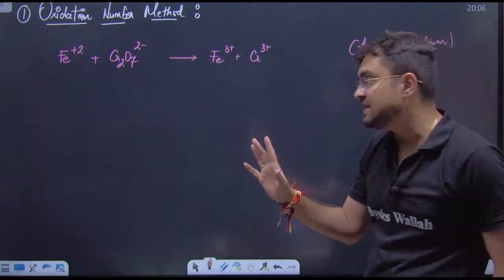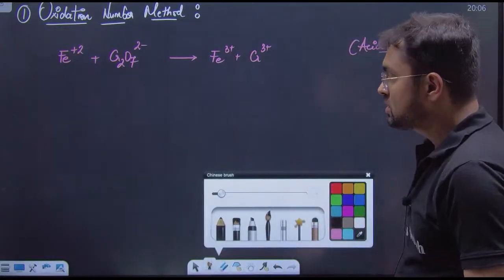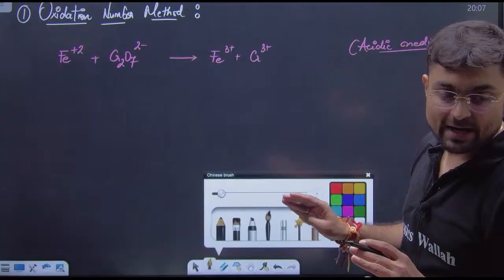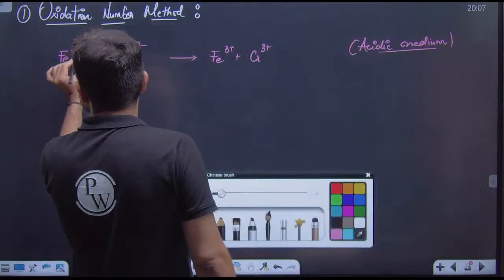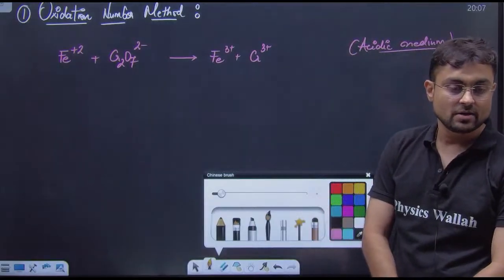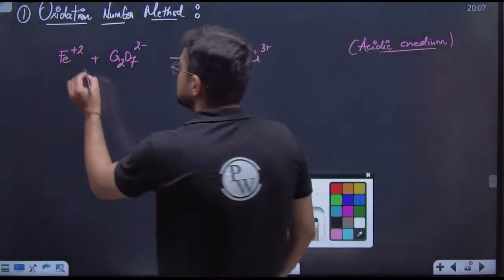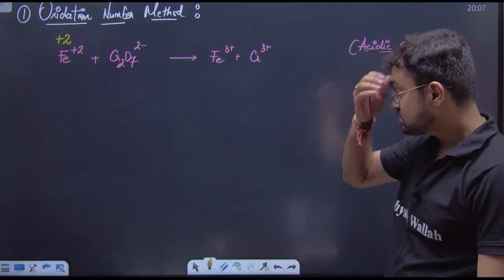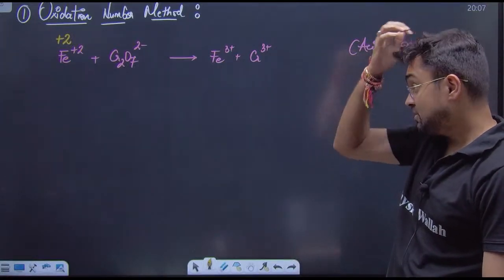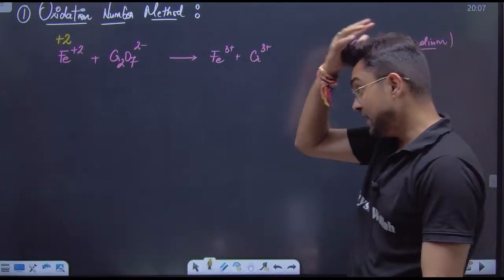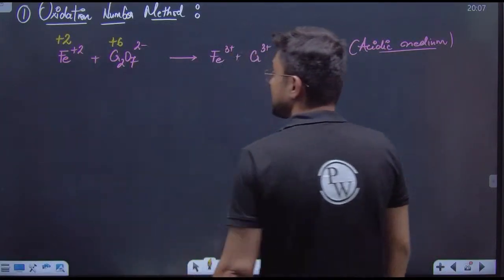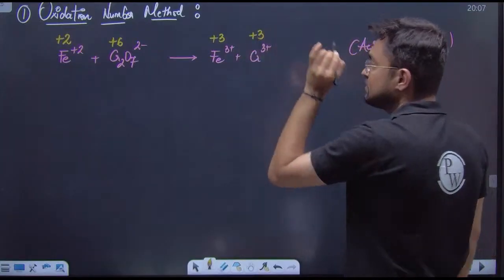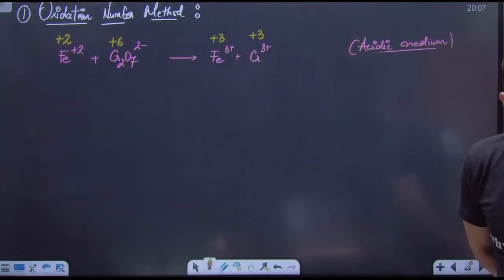Step number one, please listen everyone. Write down all the oxidation numbers of all the elements. We do not require to write oxygen and hydrogen here. So first, iron. Can you tell me what will be the oxidation number of iron here? Yes, very good, that's +2. What will be the oxidation number of chromium here? Very good, that is +6. What will be the oxidation number of iron here? I can say +3, and that is also +3. So step number one is clear.